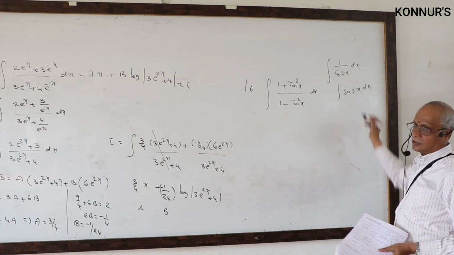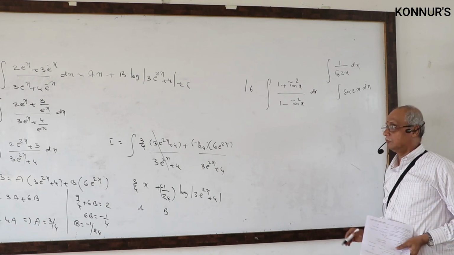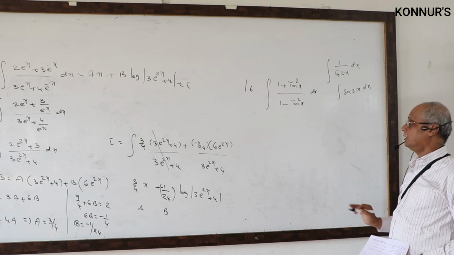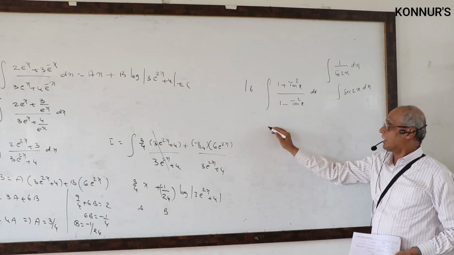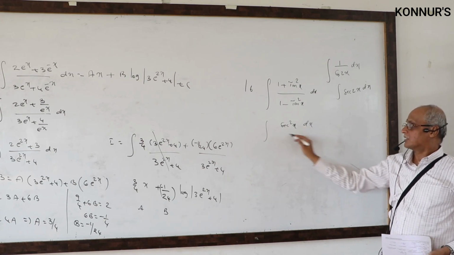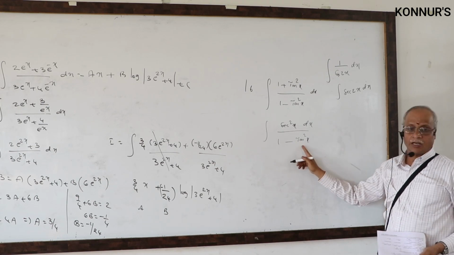We know already secant x formula: log of secant x plus tan x. No, waste. Not there in ABCD. According to ABCD, we have to get in terms of tan. For that reason, we know identity that numerator is 1 plus tan square. Now answer is finished. Substitute tan x equal to t.